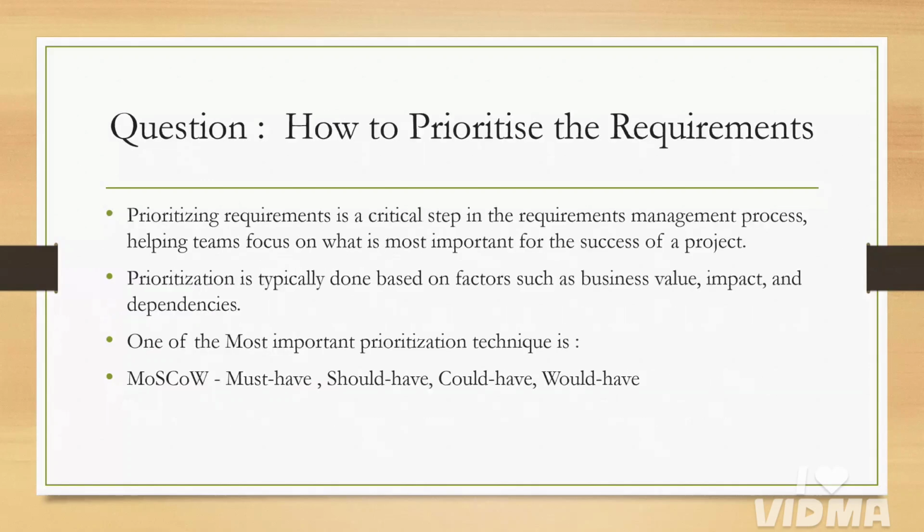Okay. And how to prioritize requirements is nothing but using MoSCoW. By using MoSCoW: must have, should have, could have, would have. And this prioritization is based on business value, impact and dependencies.